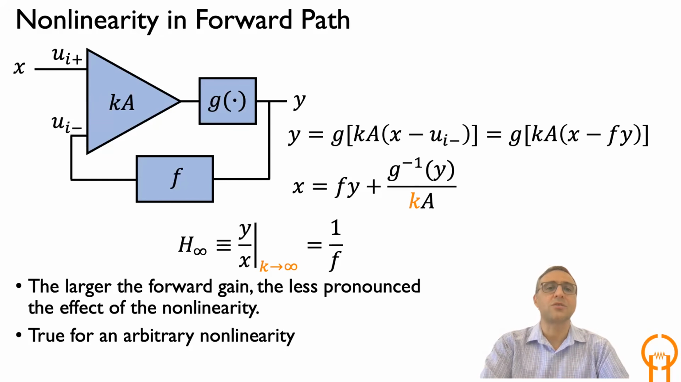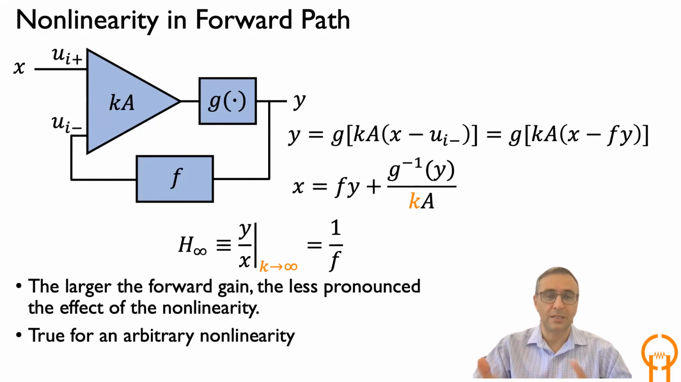We are showing it as an extra function g here, which captures the nonlinearity. So you can solve it for any general nonlinearity. So you can say y equals g of ka x minus ui minus. And ui minus is basically f times y.